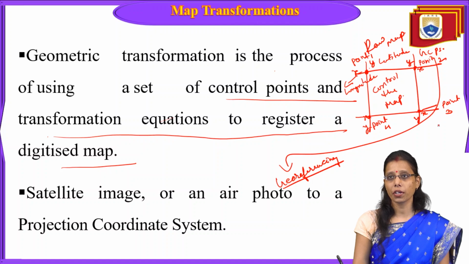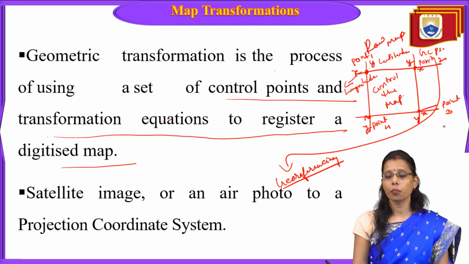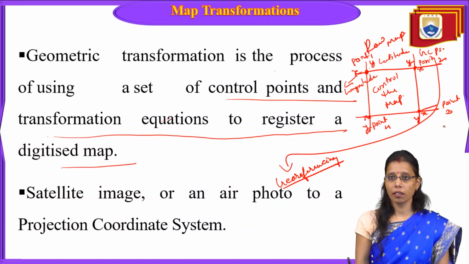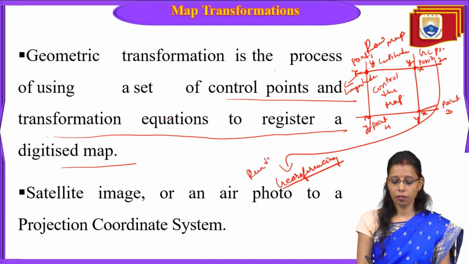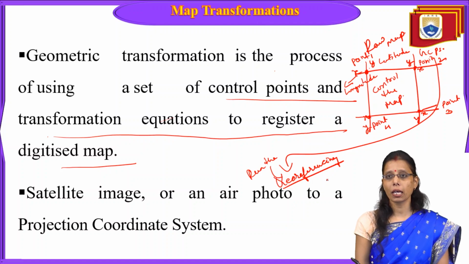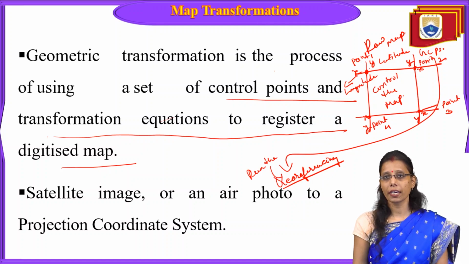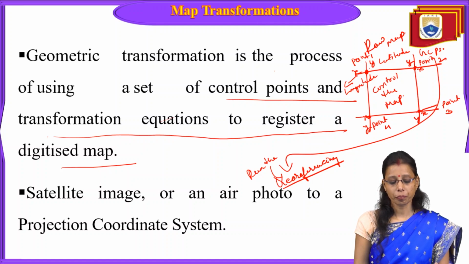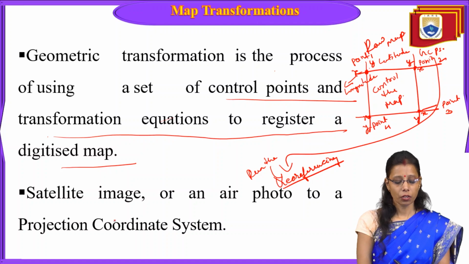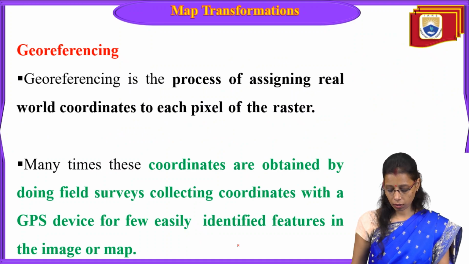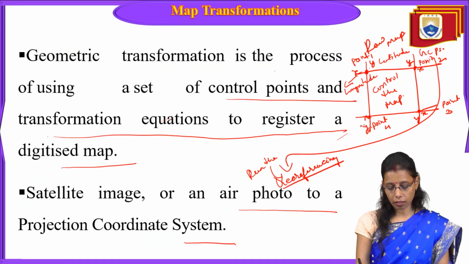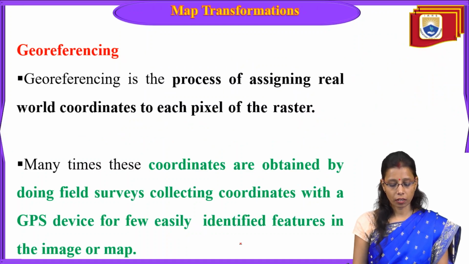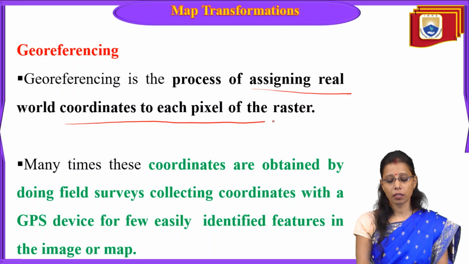So all 4 points we are putting on the coordinate system, and then we put the latitude and longitude values and run the georeferencing to get your map registered, transformed, to get your map as a geometrically corrected map. Okay, so a satellite image or an aerial photo is to be put in a projected coordinate system. These can be georeferenced like this. Georeferencing, as I just told you, is the process of assigning real world coordinates to each pixel of the raster.